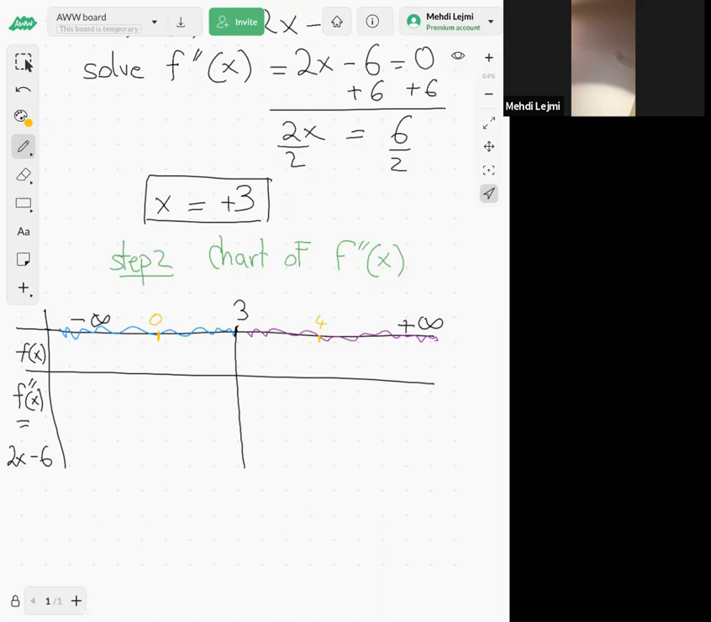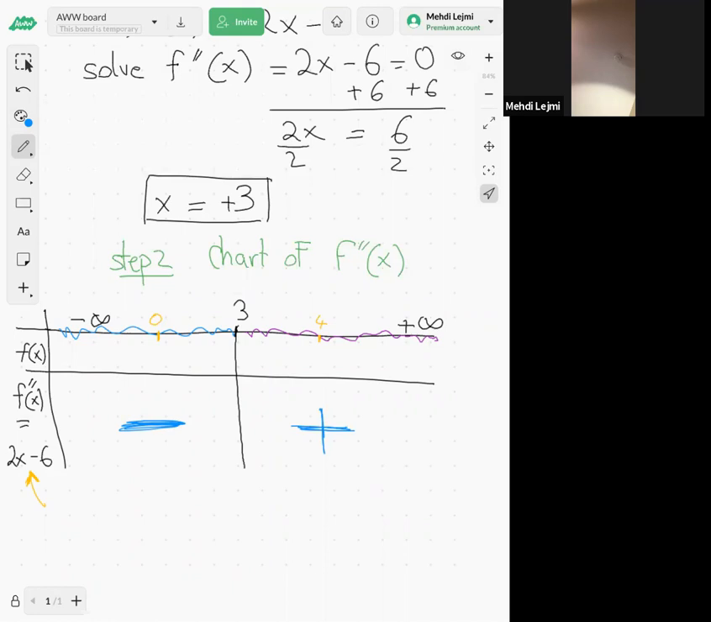Now, if you plug 0 into the second derivative, it is going to be 2 times 0 minus 6, which is negative 6. So on this first interval, your f second is going to be negative. On the second interval, we picked 4. If you plug 4 into f second, that's 2 times 4, which is 8, minus 6. That's positive 2. So it's a positive number here.